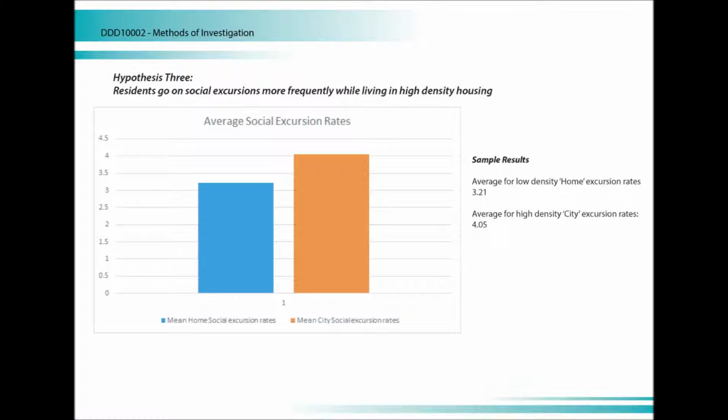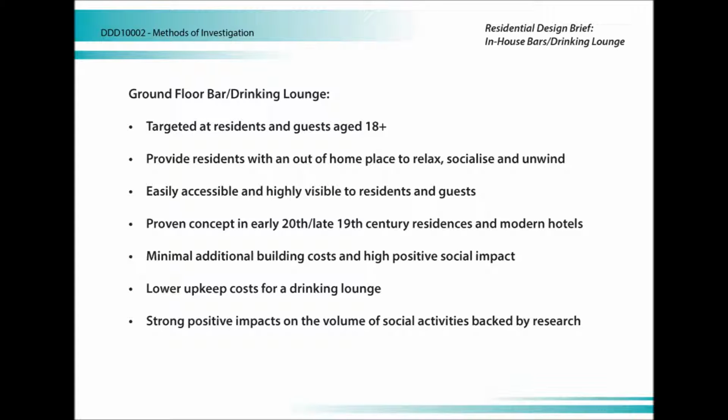Hypothesis 3. Residents go on social excursions more frequently while living in high density housing. Once again, after collecting the results from our sample, we saw a clear increase with higher density residences. Taking the fact that there was no real increase in neighborly interaction, we deduced that social activity was not due to general vicinity alone, but due to the closeness of shared areas that could be used to facilitate social events such as parks, cafes, and pubs.